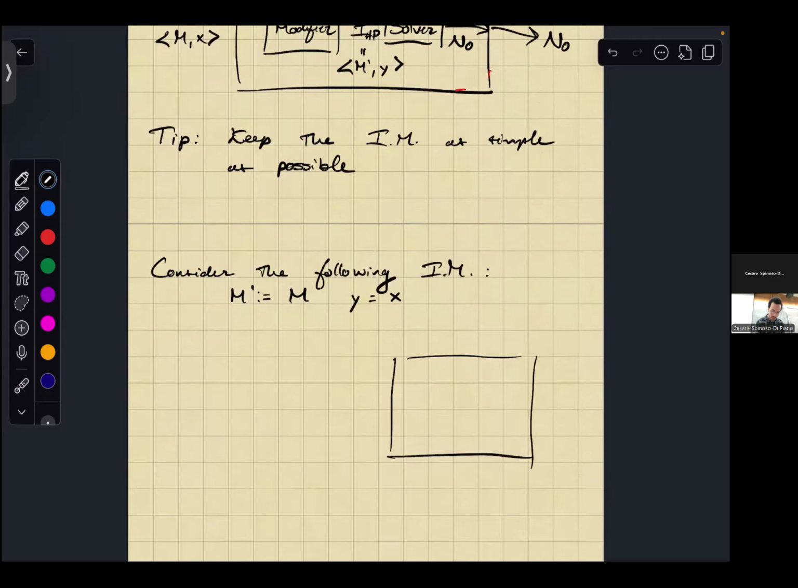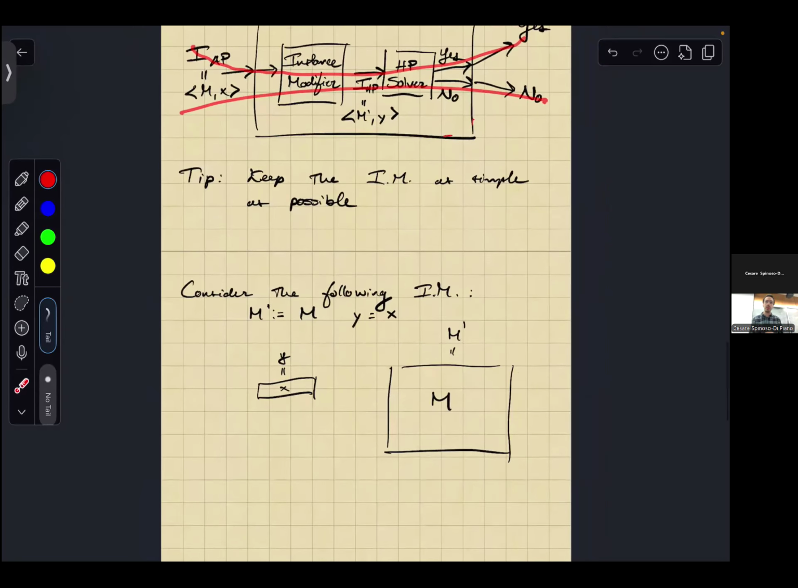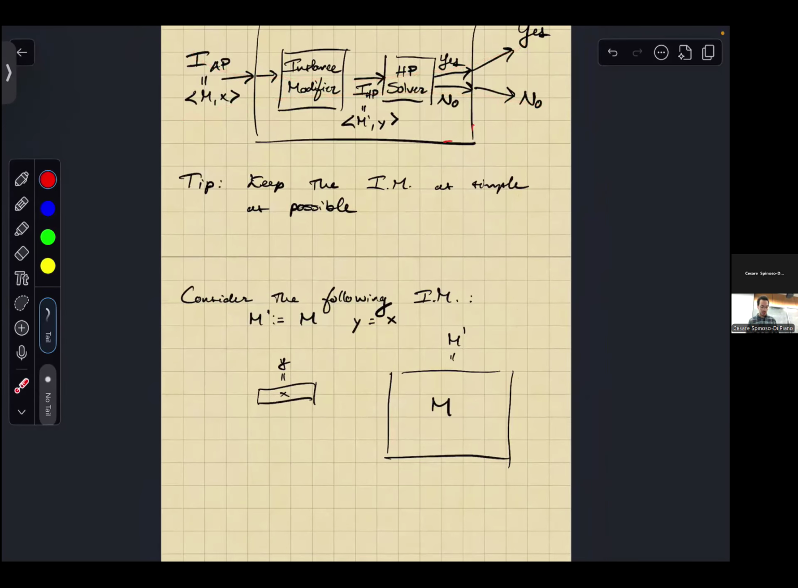So let's see if this works. So I have my Turing machine M and my input X, which is Y and M prime. So I essentially want to see, do yes answers get preserved as yes answers, and do no answers get preserved as no answers, right? So to do that, I have to do the analysis. I have to check every possible case, right? So does this work?